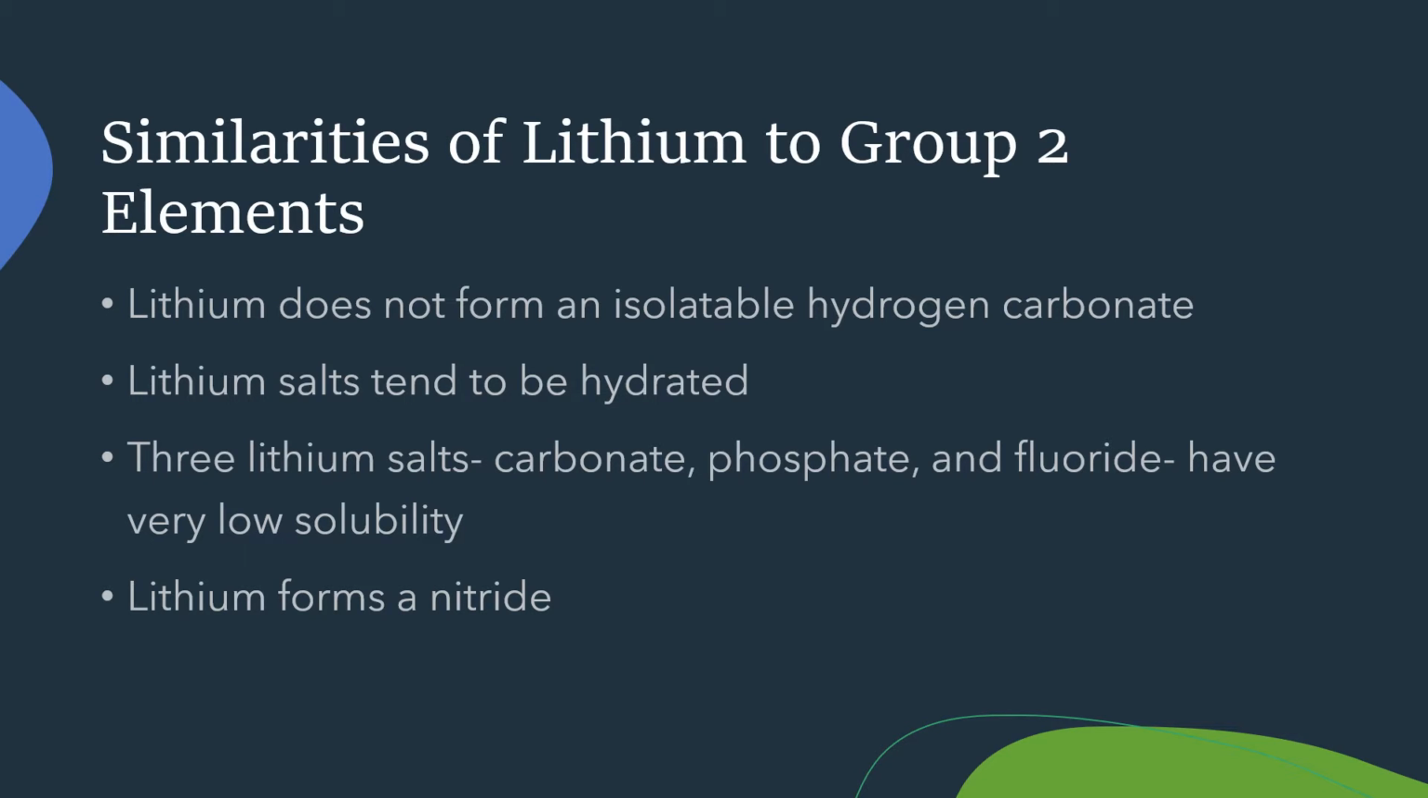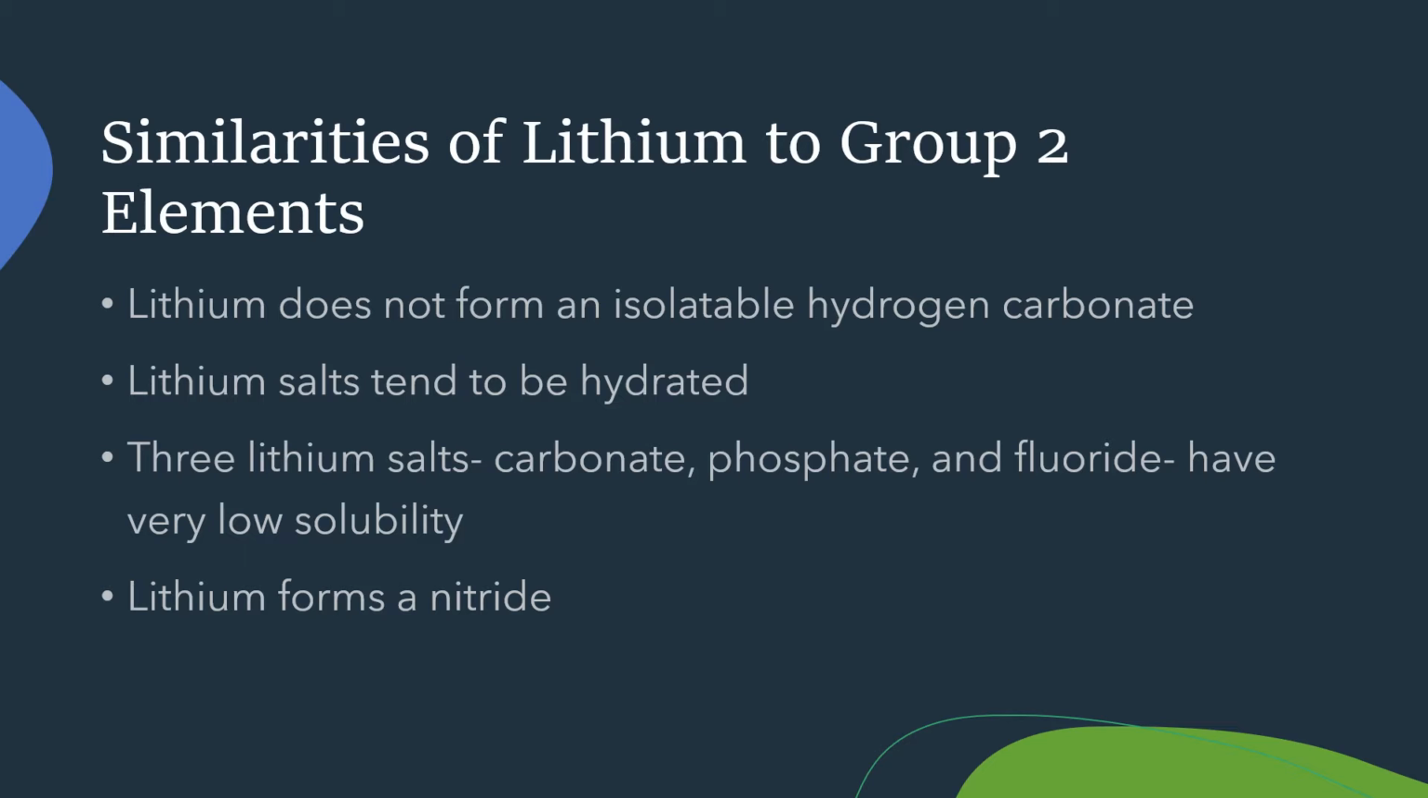Lithium does not form an isolatable hydrogen carbonate, whereas solid hydrogen carbonate salts can be obtained for the other group 1 metals. Solid hydrogen carbonates cannot be isolated for the group 2 metals. Lithium salts tend to be hydrated, often as trihydrate, whereas the salts of the other group 1 elements tend to be anhydrous. Many group 2 metal salts are hydrated.